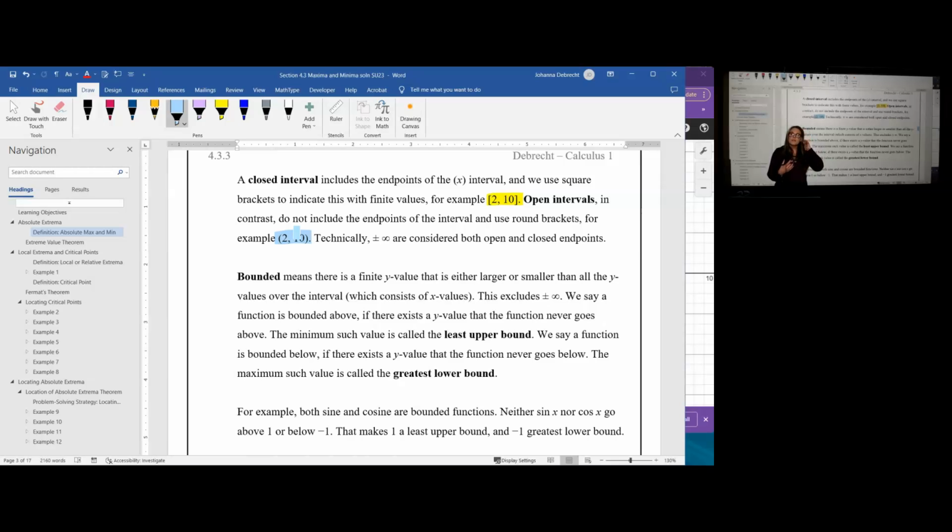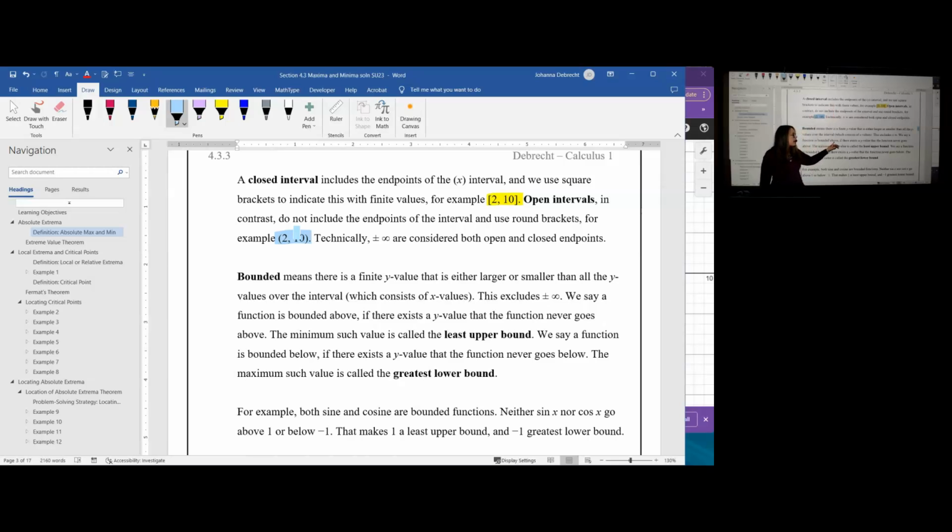Now, what does it mean for a function to be bounded? A bounded function means that there's some finite real number for the y value that is either larger or smaller than all the y values over the interval. Now, this excludes going to positive or negative infinity, as we saw with the graph of x cubed.